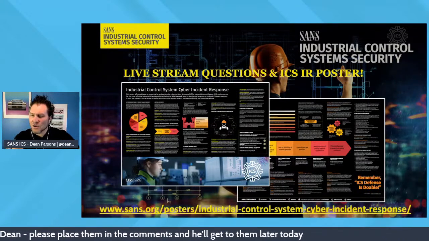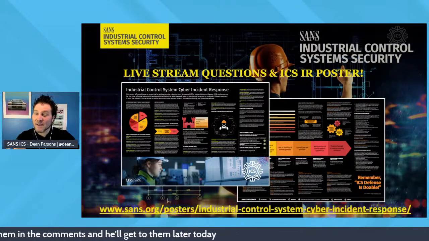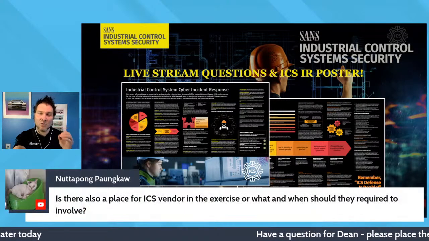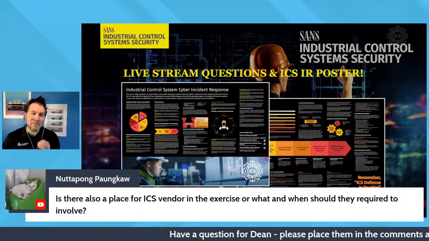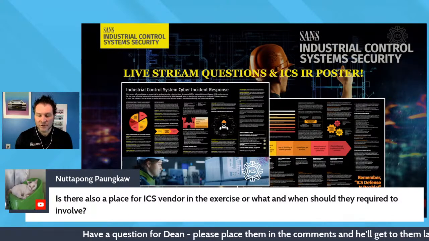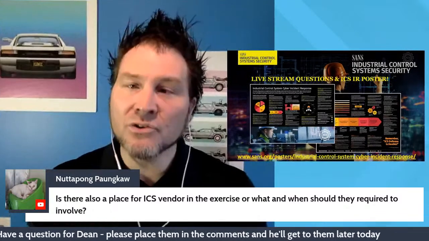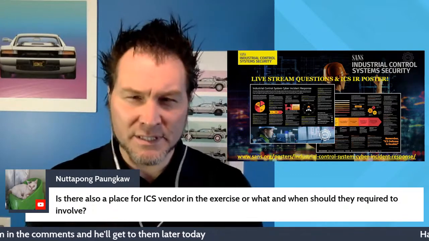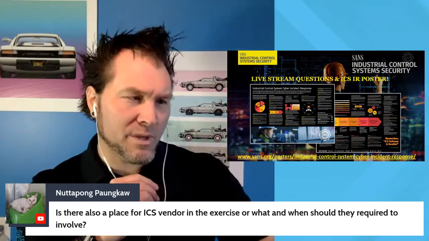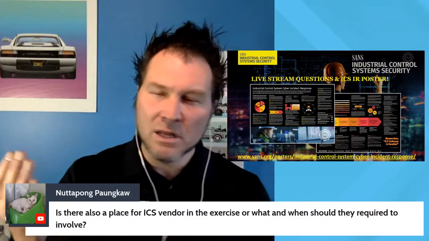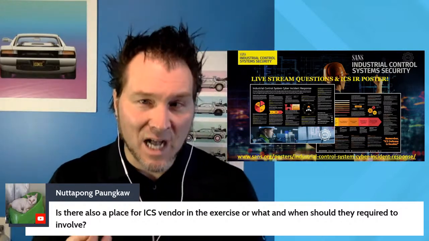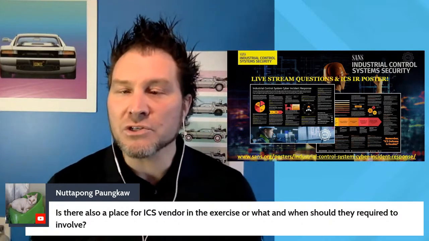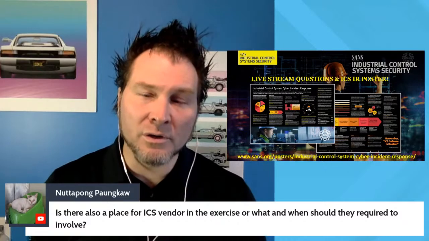So the first one here: is there also a place for an ICS vendor in the exercise, or what and when should they be involved? Fantastic question. I would say that yes, there is absolutely a way to have the vendors included here. And you hit on something really important. We do see a lot of vendors being relied on for things like logic code. So when we talked about PLCs before, we talked about downloading the PLC code and looking for that known good file. A lot of times the vendor has a copy of that, and in fact, we may not have a copy. That's reliance for sure.